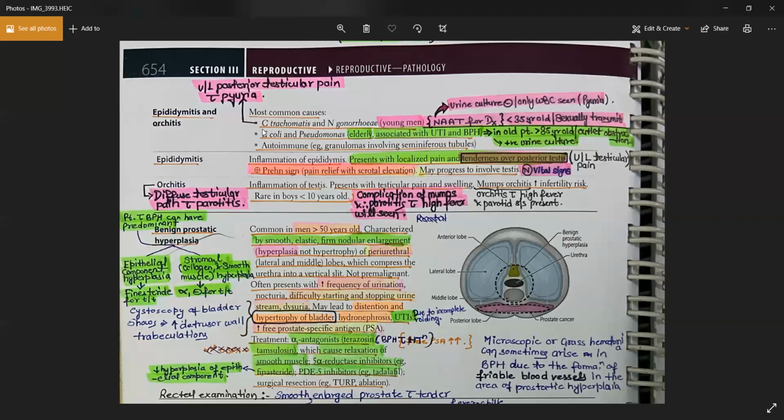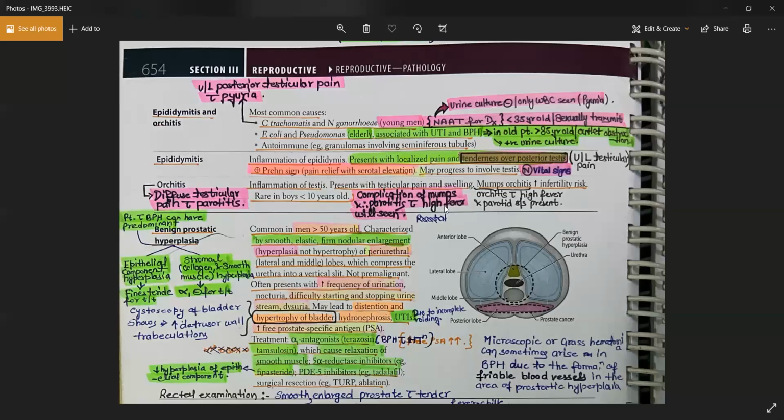Second condition is orchitis. The most common cause of orchitis is mumps. Remember, in mumps you can have orchitis, pancreatitis, meningitis, and parotitis. So orchitis will appear as a diffuse testicular pain. If a localized pain is present on the posterior superior aspect, it is epididymitis. If a diffuse pain is present, that means it is orchitis.